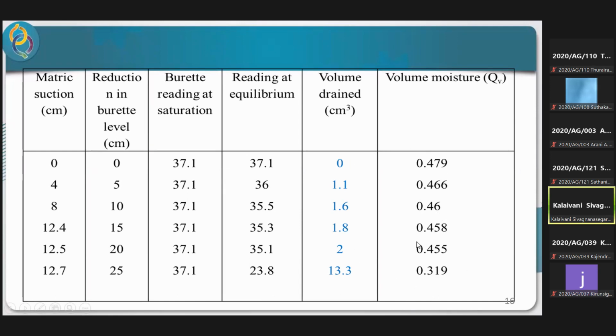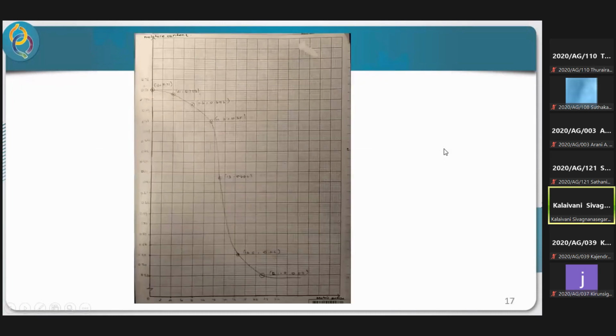So using this data, you can draw a graph. That graph we can call the moisture retention curve. So you can use this data directly to draw this graph, and you will get a curve. You have to draw the matric potential or matric suction against moisture content. In the x-axis, you have to place the matric suction, and in the y-axis, you have to place the moisture content. So you have to draw a graph using these data.